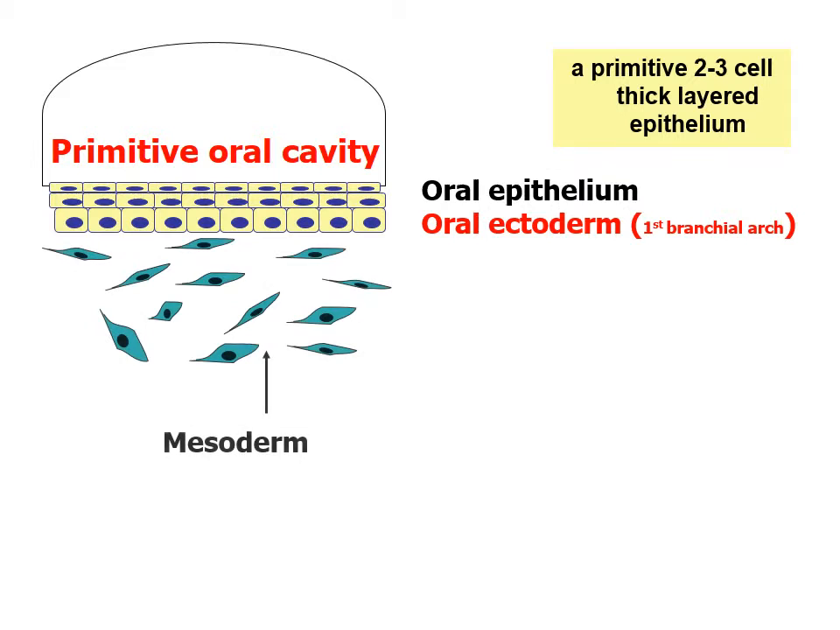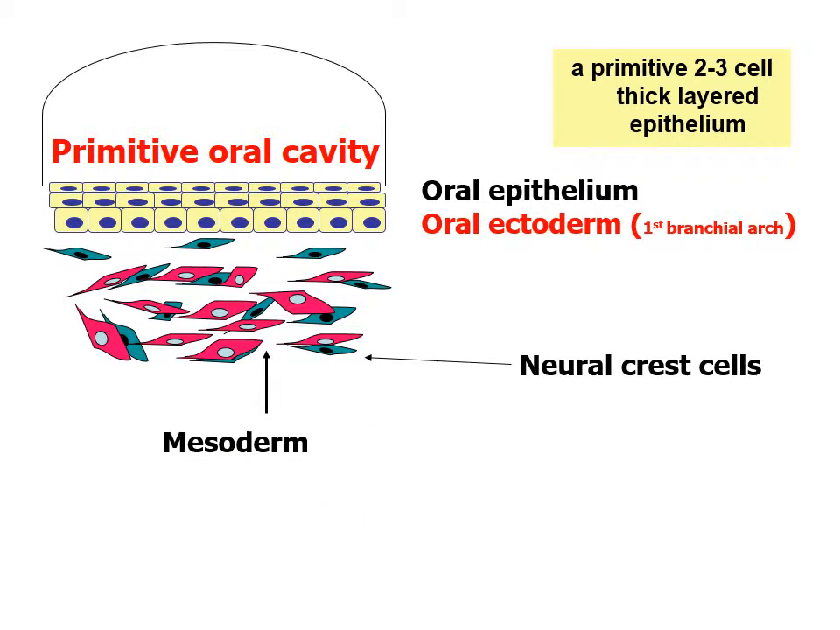The primitive oral cavity is a cavity lined by the first branchial arch epithelium, ectoderm, and it is lined by a primitive 2 to 3 cell thick layered epithelium. It is surrounded by mesodermal cells.